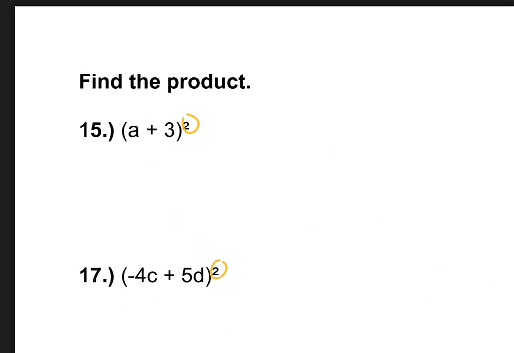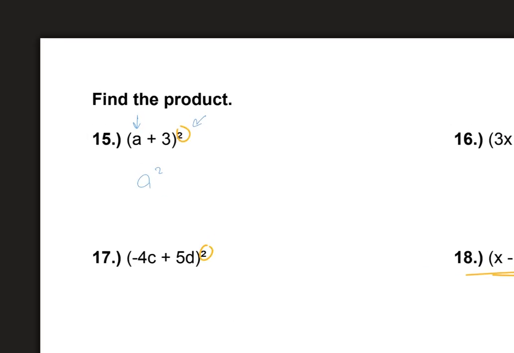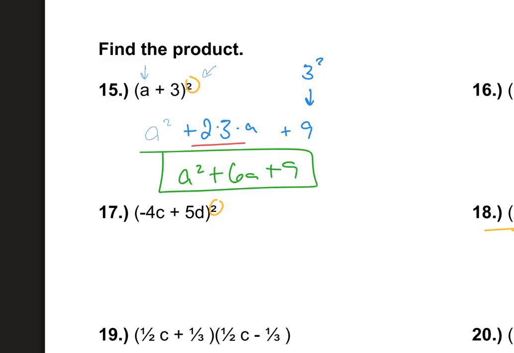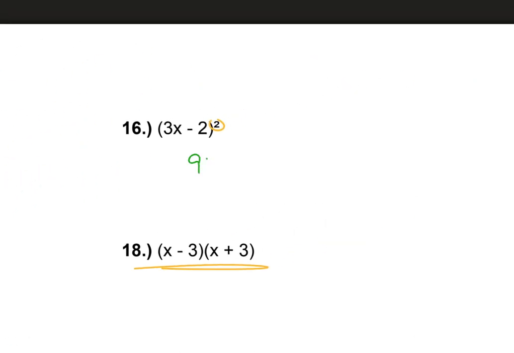This is a plus 3 squared. So I know it is a squared because that's literally a squared, and that's what we'd set up here. And then if you want to, I mean, it's just plus 9 because that is 3 squared plus 2 times 3 times a. You could do that in your head, and you would get a squared plus 6a plus 9 is that one. 16 is 9x squared because 3x squared minus 2 times 3x times 2, which is negative 12x.